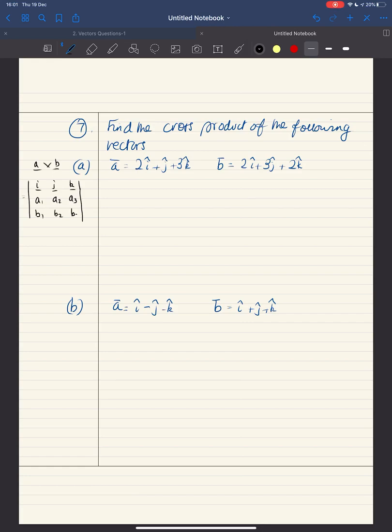B1, B2, B3. Or you can do it like this, A1, A2, A3, crossed with B1, B2, B3, and that gives the answer A2, B3 minus A3, B2. And the next one is minus A1, B3 minus A3, B1. And then the last one is A1, B2 minus A2, B1.